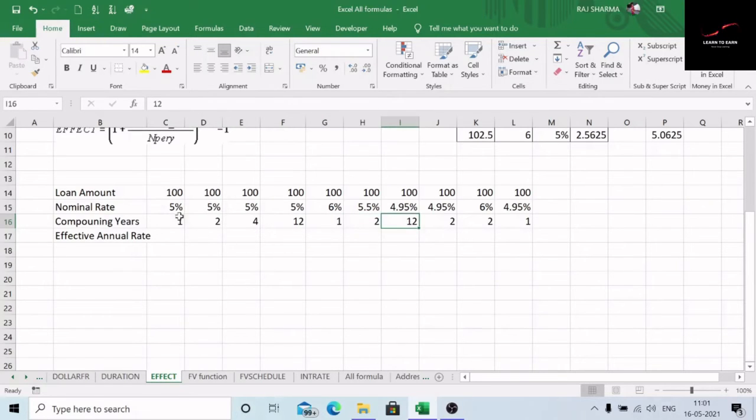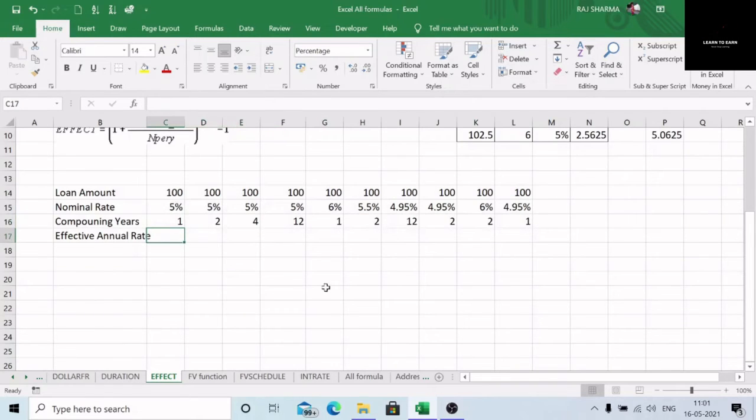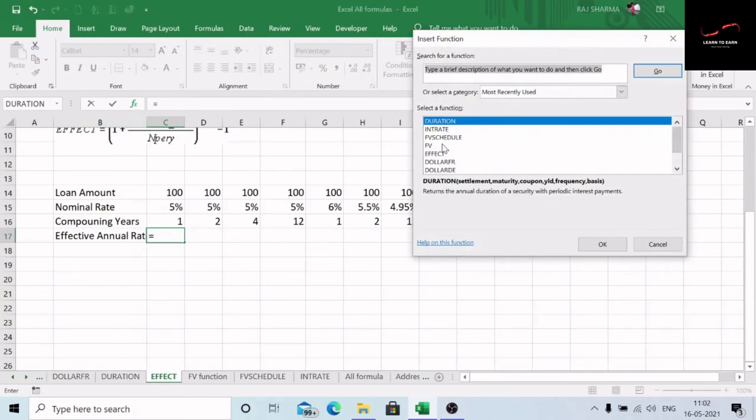Now we are trying to compare which particular loan is charging the highest interest and which is the lowest. Prima facie, if we look, this 4.95 and this 4.95 seem to be far better than any other. But let us try to see it. So put the formula: go to the function tab and insert the formula EFFECT.